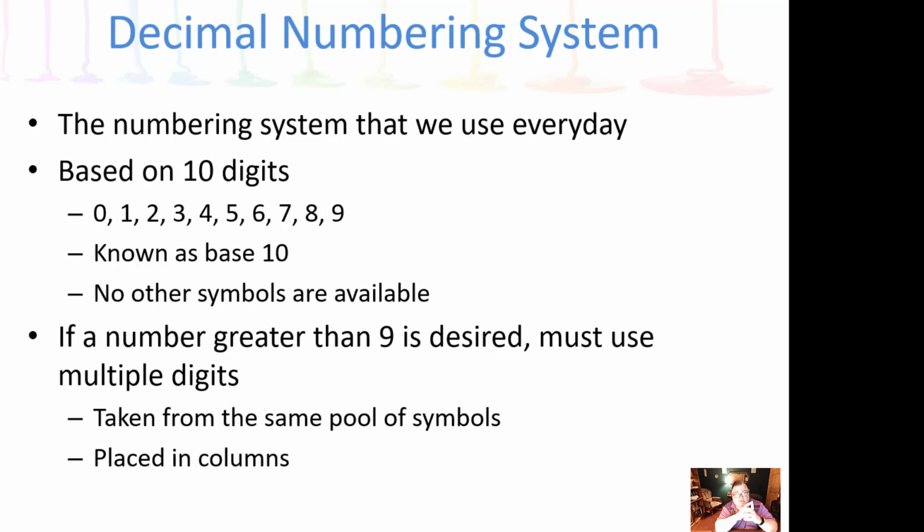This is also known as base 10, and I'll get to that in a little bit, why we call it base 10. But no other symbols are available, only these 10 symbols, 0 through 9. So if we want to go to a number greater than 9, we have to start combining the symbols. So if we go above 9, we'll use a 1 and a 0 symbol to represent 10, and then a 1, 1, and then a 1, 2, and so on. So we take them from the same pool of symbols, and we place them in certain columns. We have a tens column, we have a ones column, we have a hundreds column.